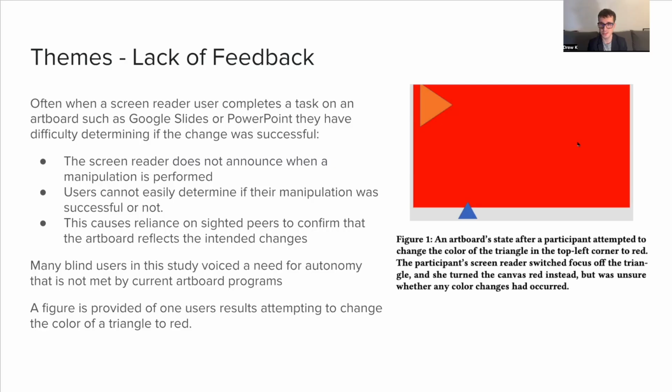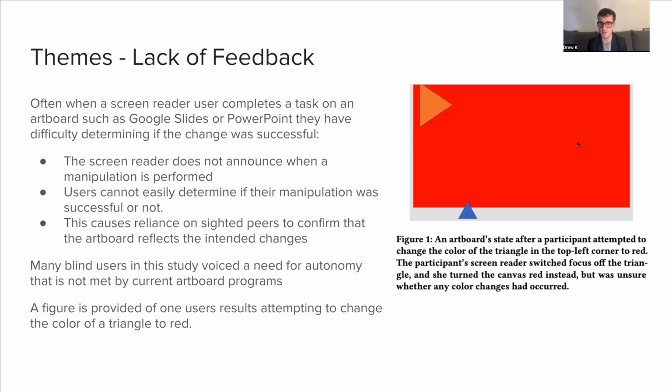A theme researchers identified when conducting user research on blind people using digital artboards was that the artboard does not provide sufficient feedback when a user completes a task. Because screen reader users cannot determine if their change was successful without reading the element again, this causes high cognitive load and reliance on sighted peers to review changes on artboards for blind users.